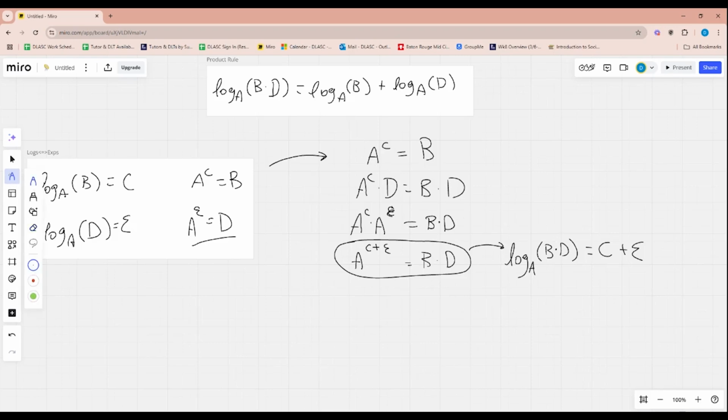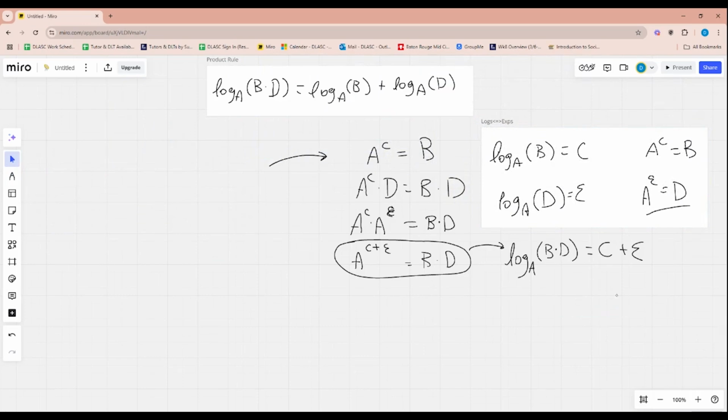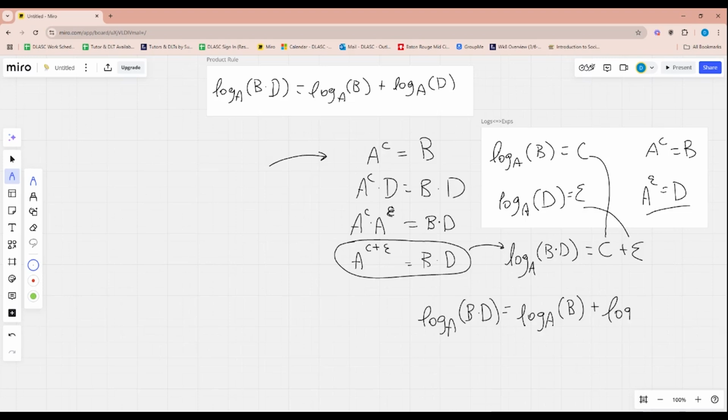Now, if that must be true, then it must also be true that log base a of b times d is equal to, notice that c is equal to log base a of b, so I'm going to substitute, plus e, which is equal to log base a of d. And so there we go.